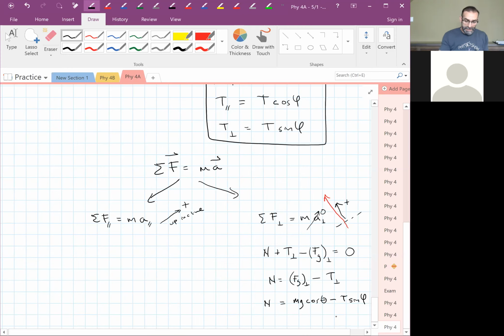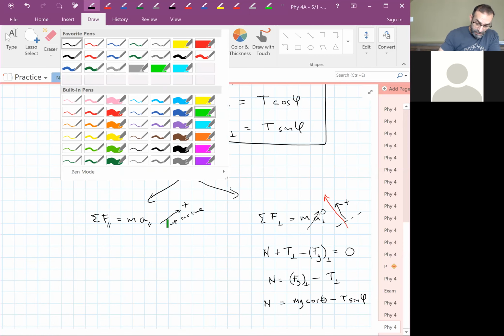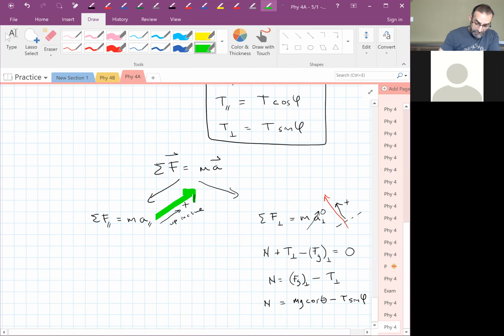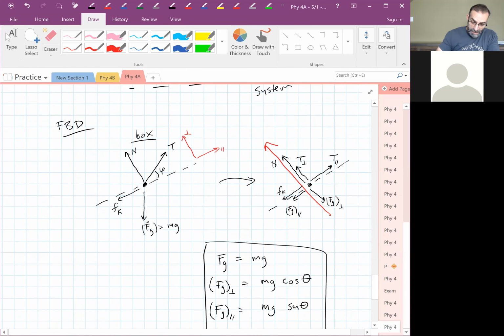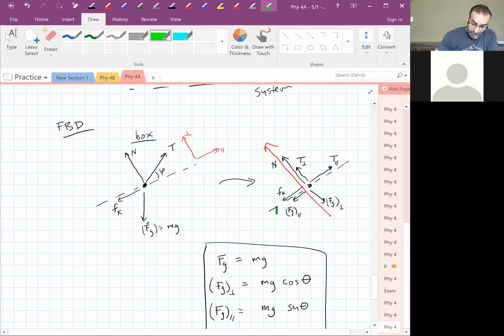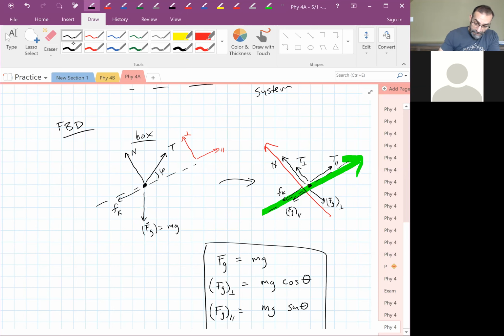Okay, ready for the other direction? So now we're going to look at this direction. I'll use green here. We're going to look at this direction, and that would be this one. So I have two forces. I have two forces in the negative direction and one force in the positive direction.